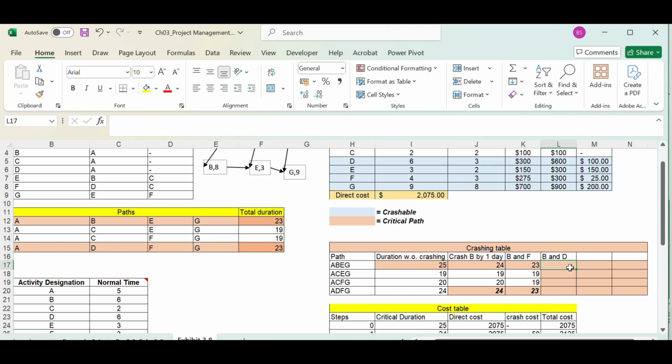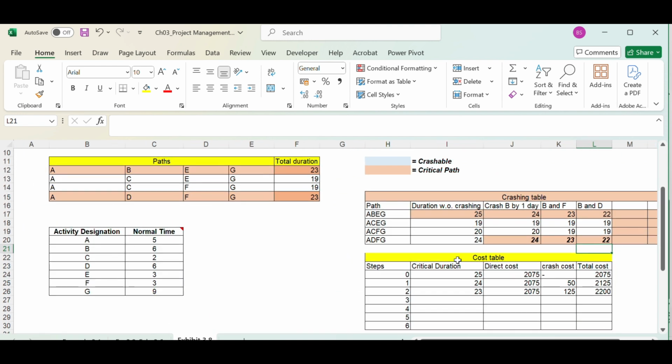When we crash B and D by one day, the critical time will be 22 for the first one. B and D, right? This doesn't change. This one also doesn't change. 19. This one changes to 22. And therefore the critical path duration is the same, 22. So now the critical paths are still the same, A, B, E, G and A, D, F, G.